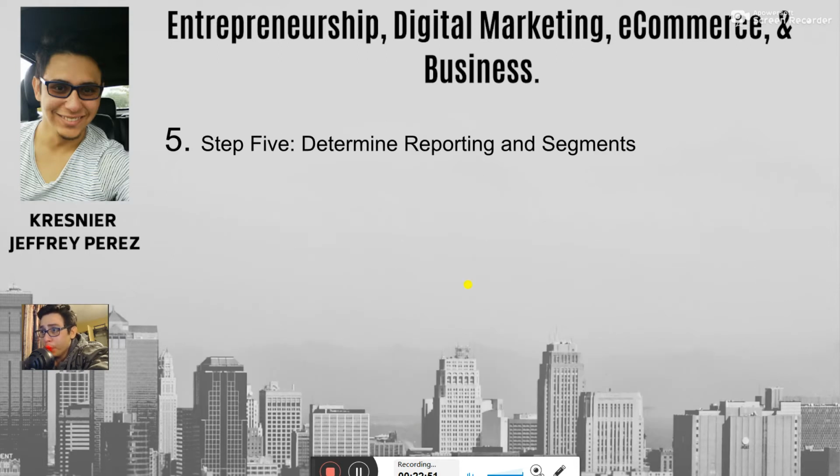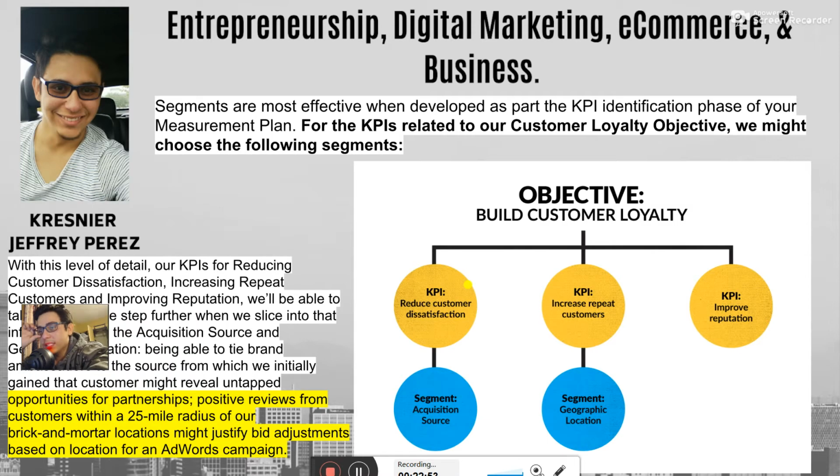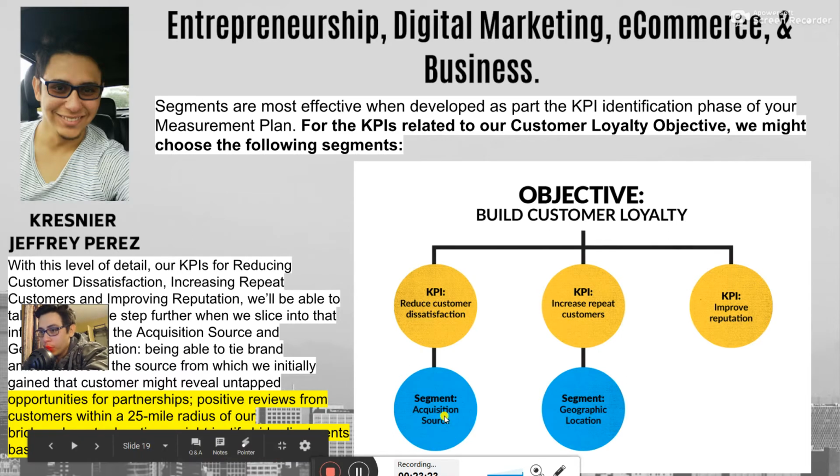Step 5, determine reporting in segments. Segments are the most effective when developed as part of the KPI identification phase of your measurement plan. For the KPIs related to our customer loyalty objective, we might choose the following segments. So for the customer loyalty objective, the KPIs that we selected here: reduce customer dissatisfaction, increase repeat customers, improve reputation. The segments: acquisition source, geographic location.